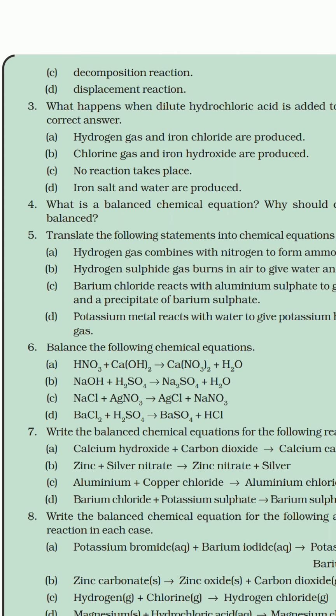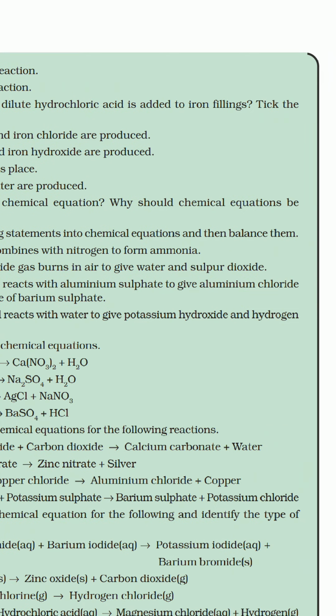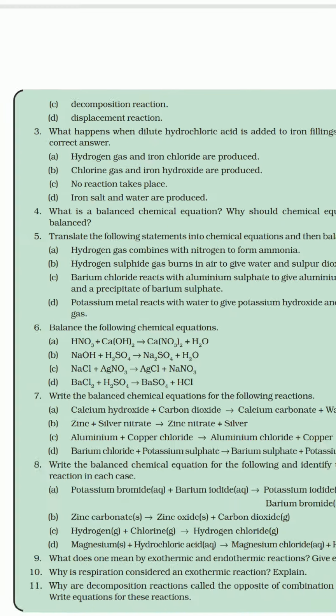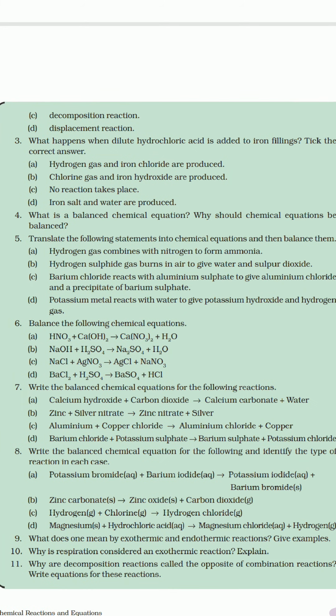Now the second part of this question is: why should chemical equations be balanced? The answer is that chemical equations have to be balanced to fulfill the requirement of the law of conservation of mass. What is the law? The total mass of reactants is the same as the total mass of products. This means that mass can neither be created nor destroyed during a chemical reaction.